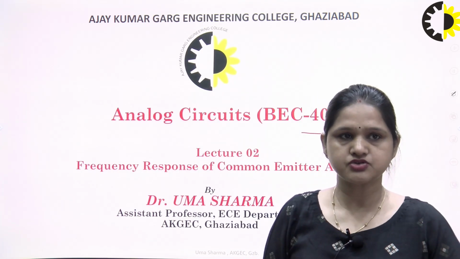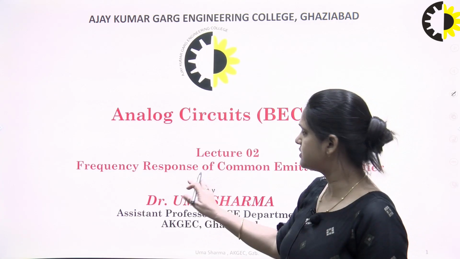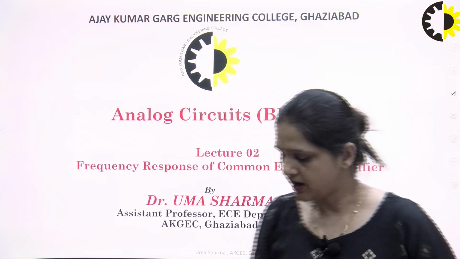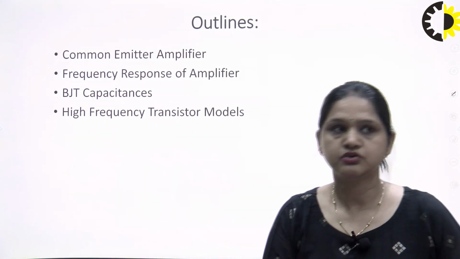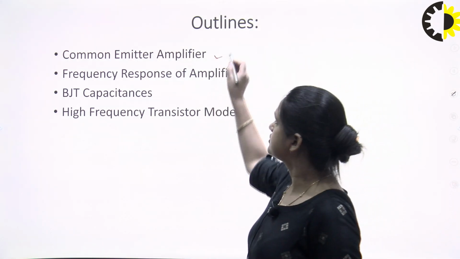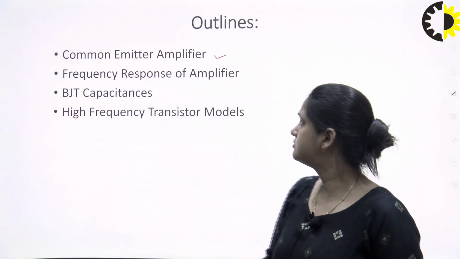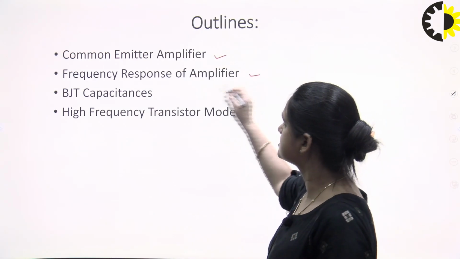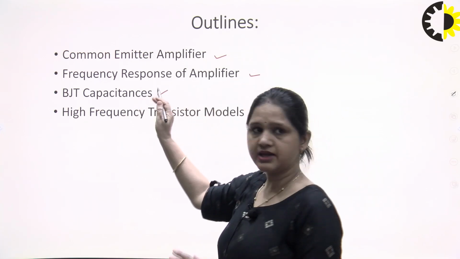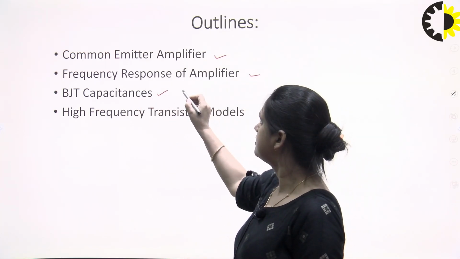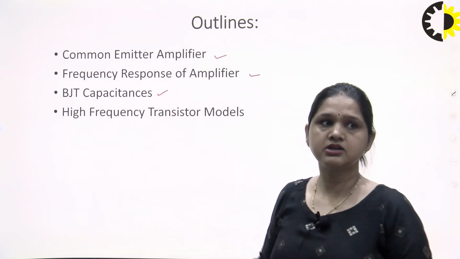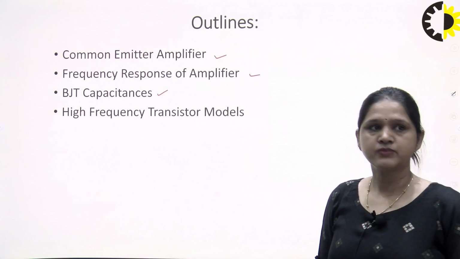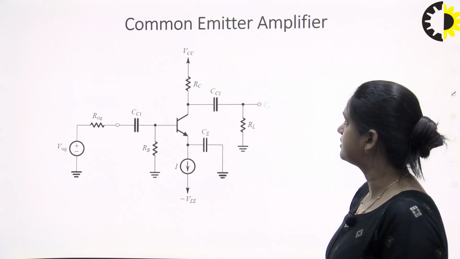In continuation with this is the high frequency response. Basically in this lecture we will discuss the high frequency response. So this will be the outline. First of all, we will see the common emitter amplifier circuit, then we will see the frequency response, we will see the BJT capacitances and draw the high frequency models, and then we will do the derivation for the high frequency response of common emitter amplifier.